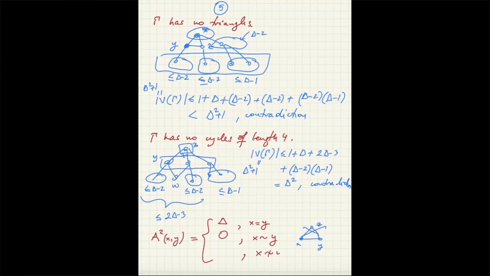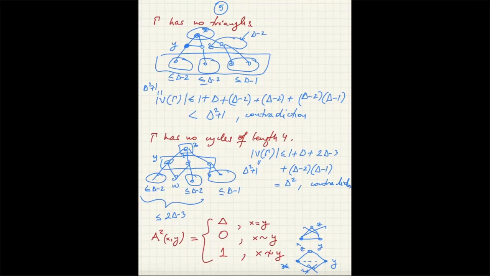What about if x is not adjacent to y? Because the graph has diameter 2, there must be a path of length 2 from x to y. So there must be some vertex z such that z is adjacent to both x and y. Well, how many such z's are there? There is at least one, because the graph has diameter 2. But if there were 2 or more, if there was another w, then that creates a cycle of length 4, and there are no cycles of length 4. Therefore, there must be exactly one path of length 2 from x to y. So that means that A squared at xy equals 1.